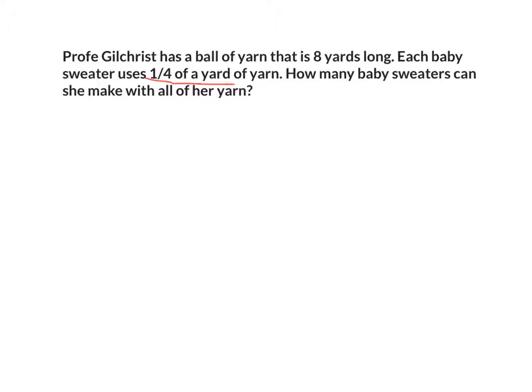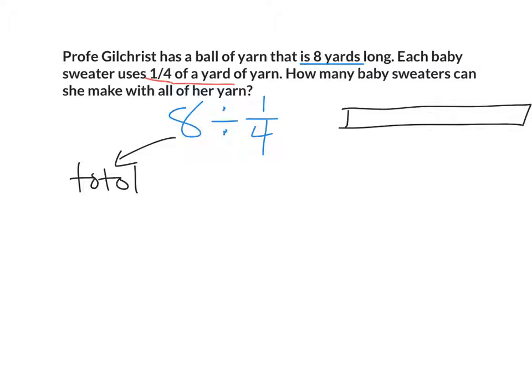Okay, so here's what we know. I have 8 yards to begin with. I'm going to be dividing that whole 8 yards into pieces of 1/4 of a yard. So, what do we think we need to do here? 8 was my total, and that's why I put it first. I have 8 yards total. I'm dividing it. You can imagine it. Here's all my 8 yards. I'm going to do quarter, quarter, quarter, and so on. How many quarters will I have? Which really means how many baby sweaters I could make.